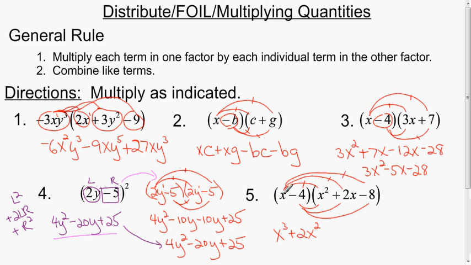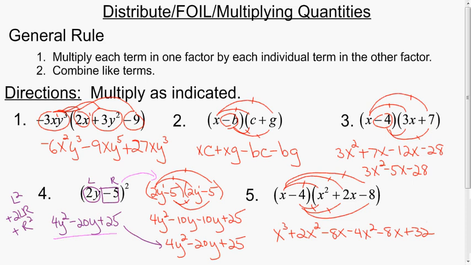Then I'm going to get x times negative 8, which is negative 8x. Then I'm going to get negative 4 times x squared, which is negative 4x squared. I'm going to get negative 4 times 2. Again, you got to make sure you're using the negative sign with it when you're doing the multiply, which is going to give me negative 8x. And then finally, negative 4 times negative 8 is positive 32.